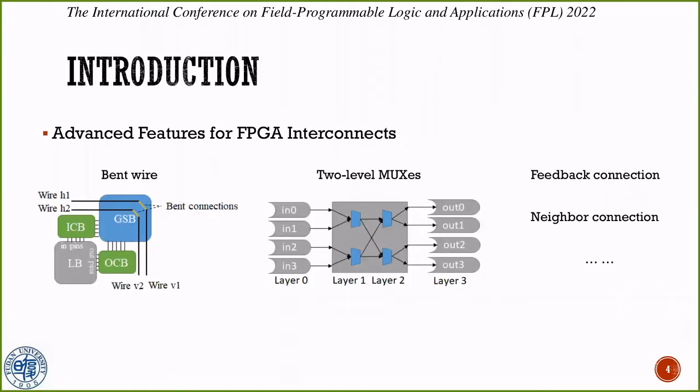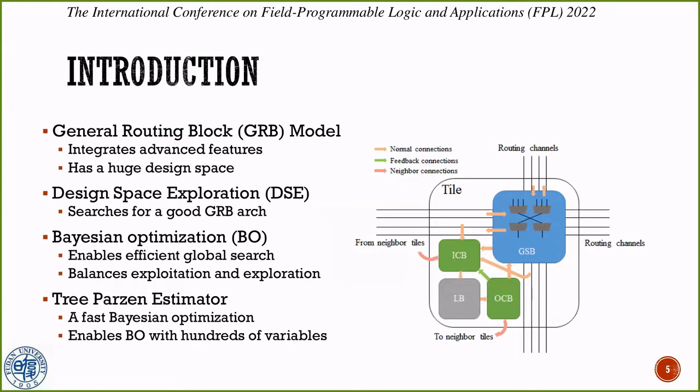Recently, we have many advanced features of FPGA interconnects. For example, the bent wire, which connects the horizontal routing wire and the vertical routing wire directly. And two-level muxes use two layers of muxes to connect the pins. And there are also feedback connections, neighbor connections, and so on.